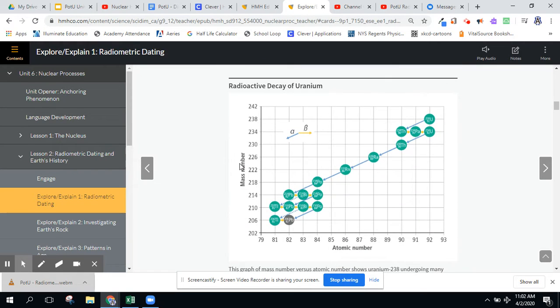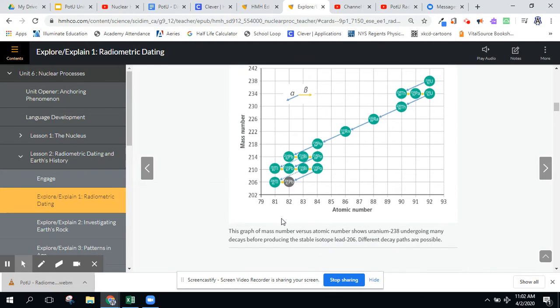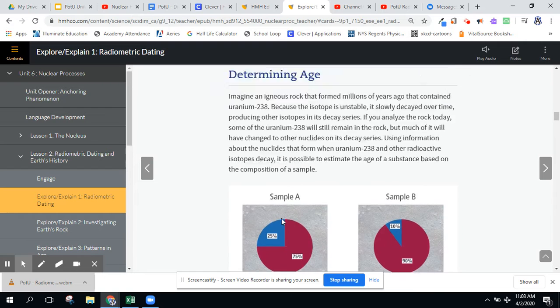This is what we're going to look at a little bit further, and you saw a chart of it in our slides. This idea that uranium is going to go through different alpha and beta decay processes to try to stabilize over time, eventually forming lead. And so we can take that to determine age.